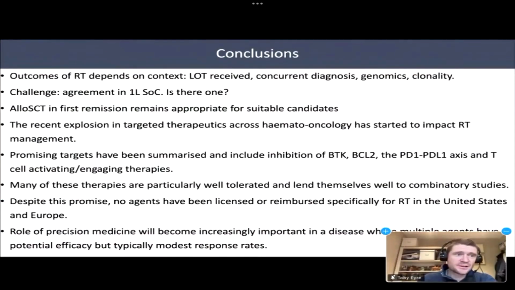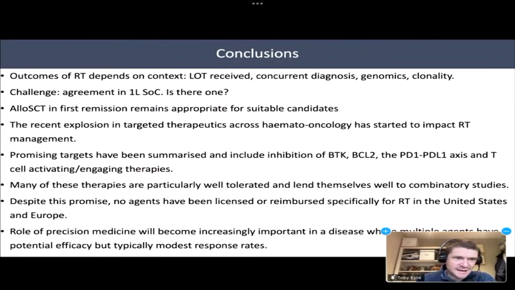So this is my last slide. So clearly, the outcomes for Richter's depend very much on the context of the disease. So lines of therapy, concurrent diagnosis, genetics, and clonality, I think, are key considerations. One of the challenges is to recognize what a standard of care is. Is there one? I mean, R-CHOP or R-mini-CHOP is used very much as a control arm in randomized trials. So that's probably a standard of care. It's not a particularly adequate one, but I think it's what exists at the moment.